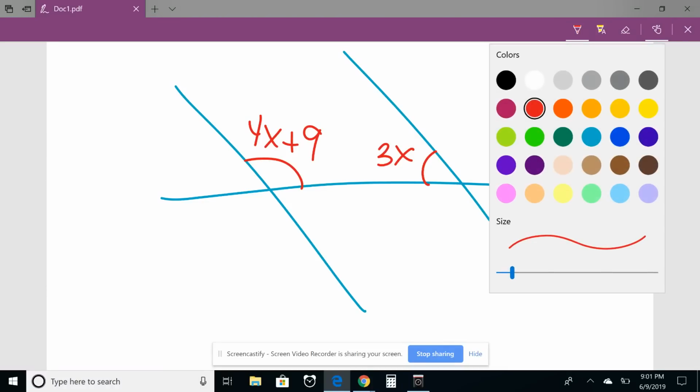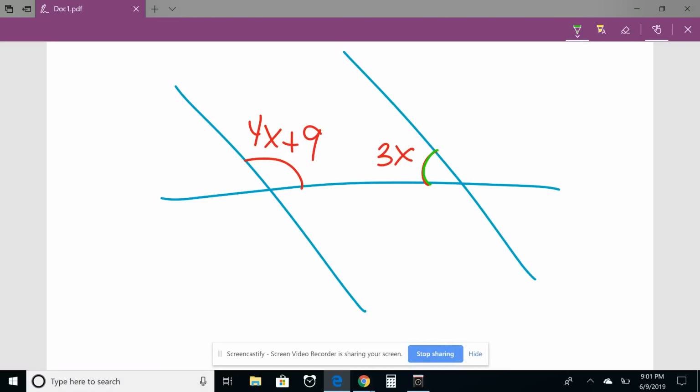So with these angles, again, acute, obtuse, different shapes. They're not going to be congruent. They're not going to be the same. So they're going to be supplementary. So we do 4x plus 9 plus 3x equals 180.